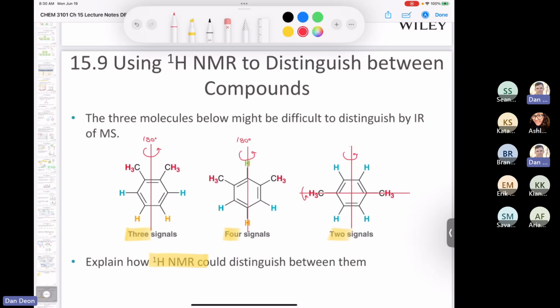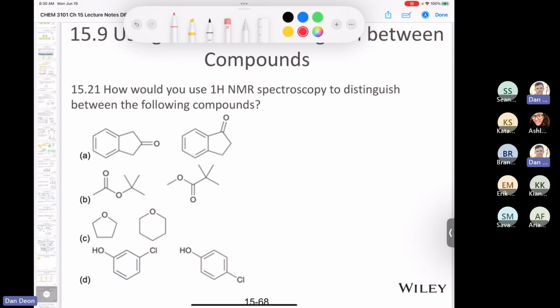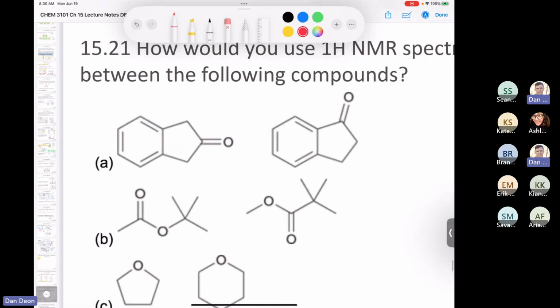So let's get some practice on distinguishing between compounds. The question is just, how would you use proton NMR to distinguish between the following compounds? If we look at A, these 2 compounds in A, let's just start with the one, I'll put this in a blue box. Could anybody tell me how many signals you would see in the proton NMR spectrum? I'm not asking you whether they're singlets or doublets or triplets. That's not what I'm asking. But how many total types of protons are there in here? Could anybody answer that? How many types of protons are there in this compound?